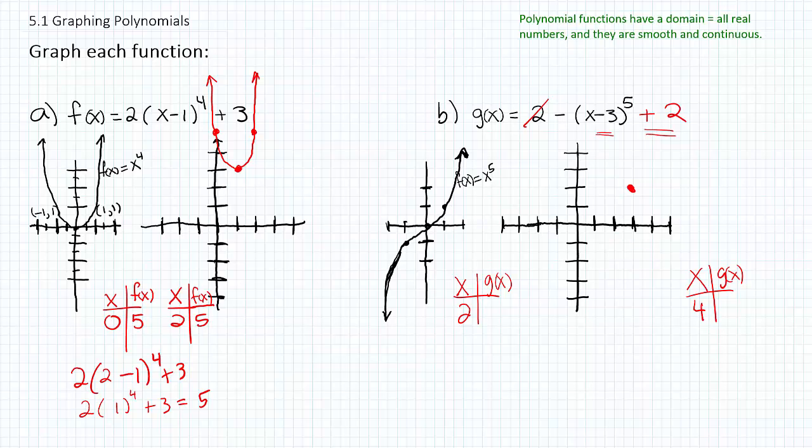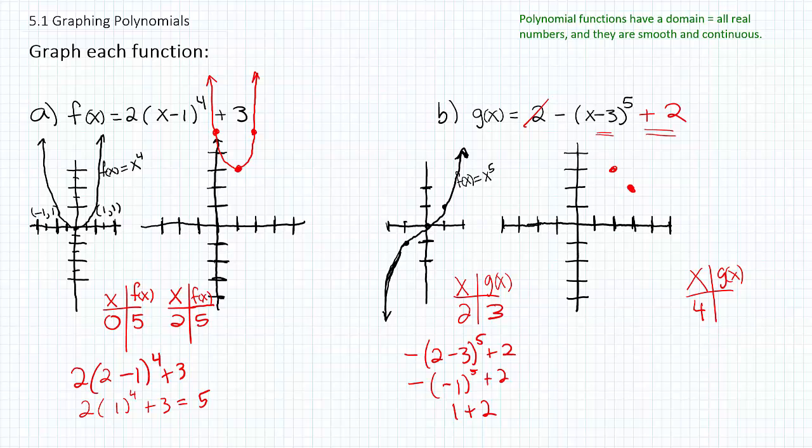Okay, so let's plug in x equals 2 into the function. So we'd have what? Negative 2 minus 3 to the fifth plus 2, which is the same as saying negative 1 to the fifth plus 2. Negative 1 to the 5th is just negative 1, and if you multiply by a negative in front of that, you'll get positive 1, and 1 plus 2 gives you 3. So we'll end up having 2, 3 as our point. So if we plot that, it'll be 1, 2, and then up 3, so about here.